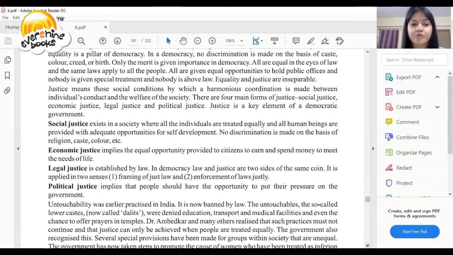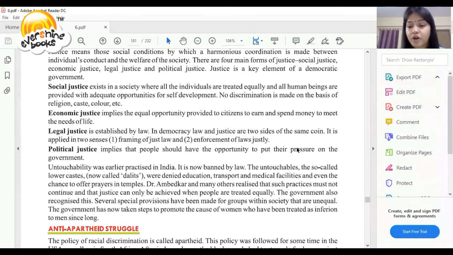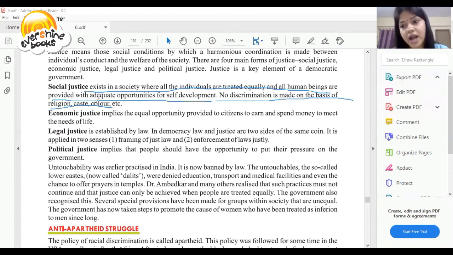human beings are provided with adequate opportunity for self-development. No discrimination is made on the basis of religion, caste, and color. So, this is all about social justice. Social justice exists in a society where all the individuals are treated equally, all human beings are provided with adequate opportunity for self-development, no discrimination is made on the basis of religion, caste and color. Let's discuss economic justice.